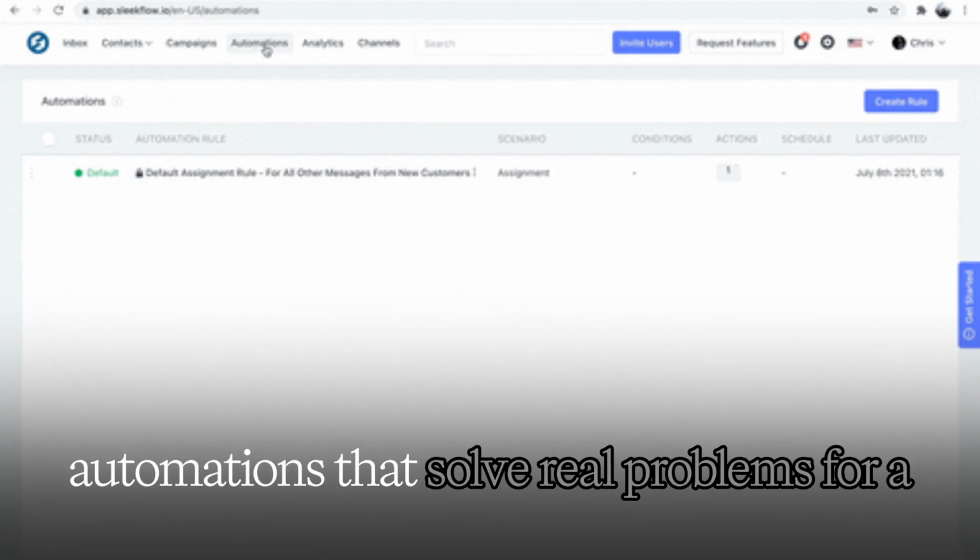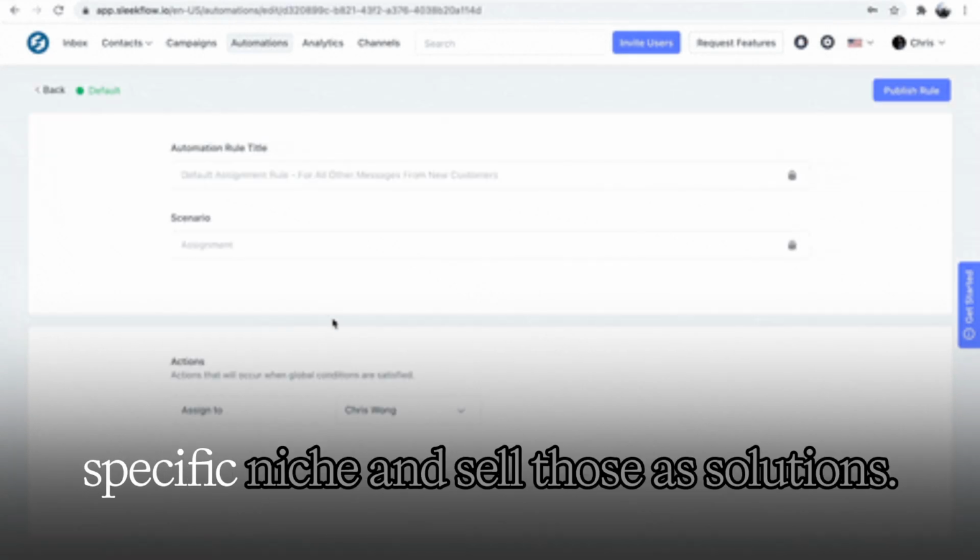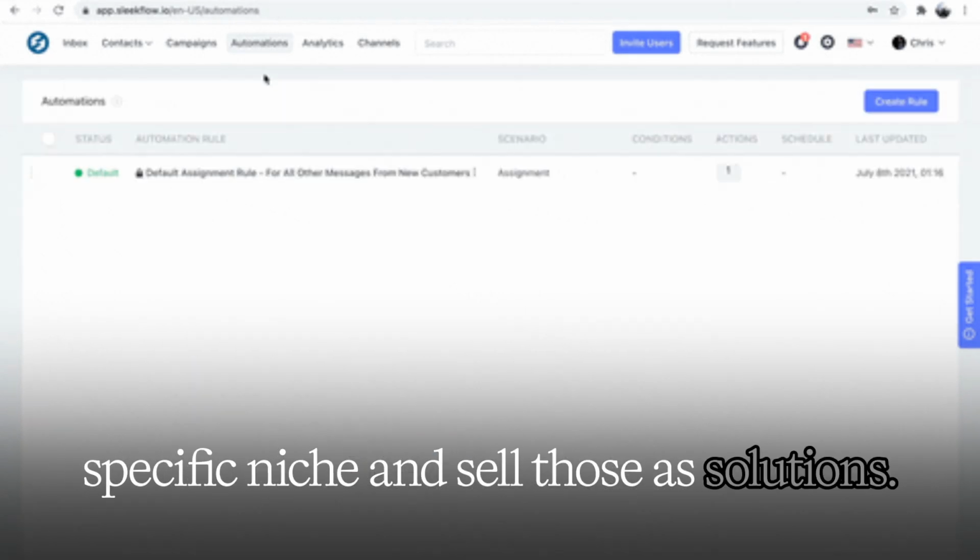And now here's another idea when it comes to the agency unlimited plan. Instead of selling services, you can just start an AI and automation agency with this plan. Just build automations that solve real problems for a specific niche and sell those as solutions.